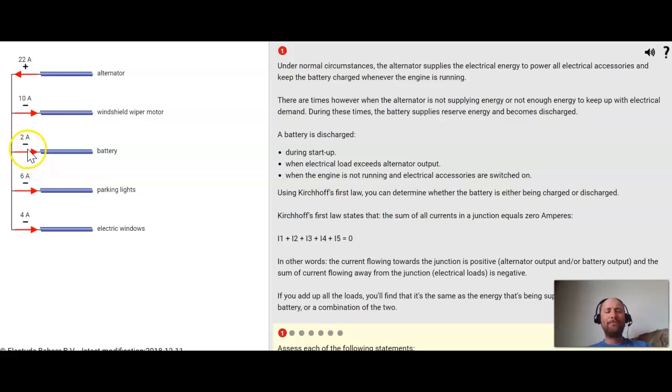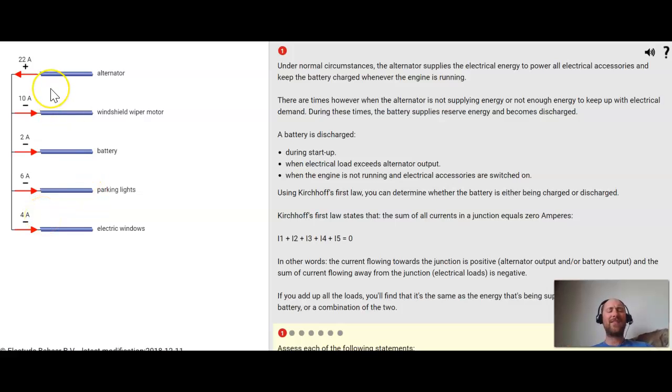And then you see your battery. It has 2 amps going to the battery. What the heck does that mean? We're not turning the battery on, we're charging the battery. So some of that current that the alternator is producing is going to charge your battery. You want this to be happening because if your alternator is not working, you're going to run out of electrical energy, which you need for your car, right? Your spark plugs need electricity to function. Your engine will actually die if your alternator is not charging. And then we see 6 amps going to the parking lights and 4 amps going to electric windows. So those things are being used and they're taking electricity.